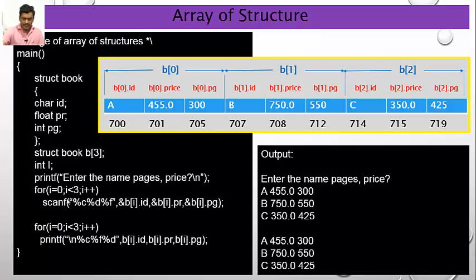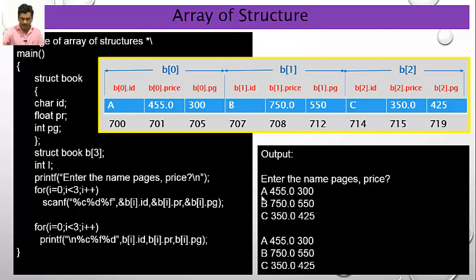Then first the value of i is 0 and b of 0.id, because it is a character type. This element is character, so here we put %c, %d, %f, because pr is a float, pg is an integer. Based on that we give the appropriate format specification here. So b of 0.id gets one value. For example, it displays 'enter the name, page, this and price' in output. Then the cursor is waiting to accept the input.